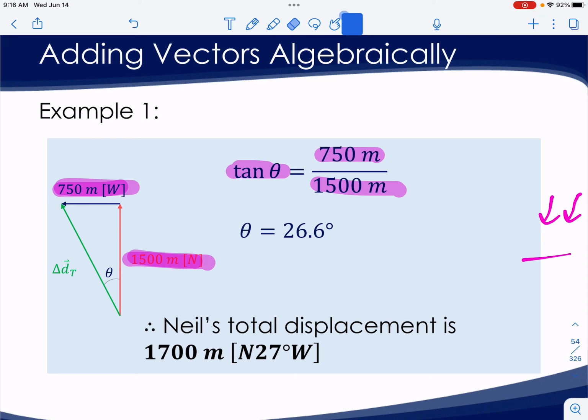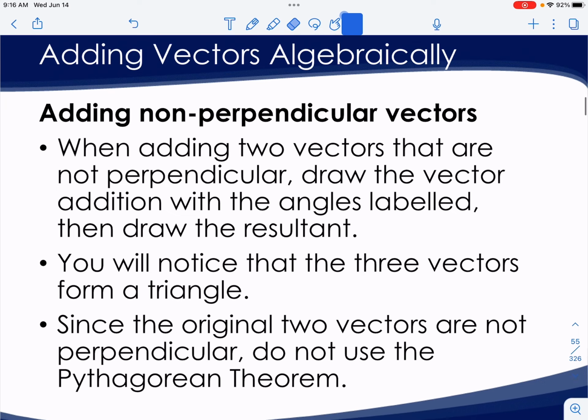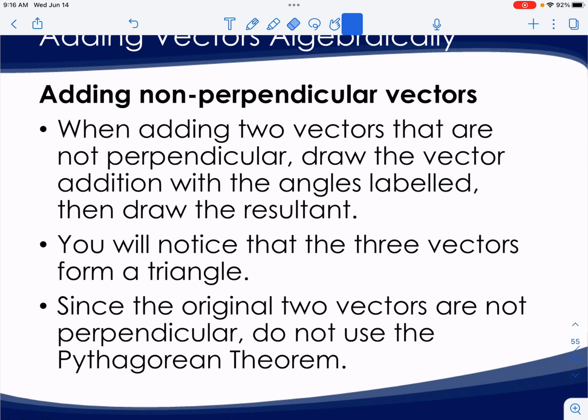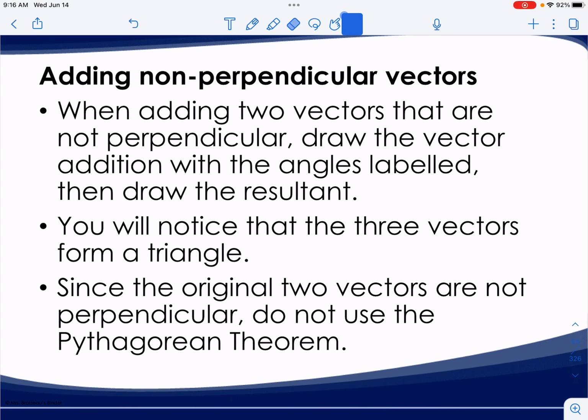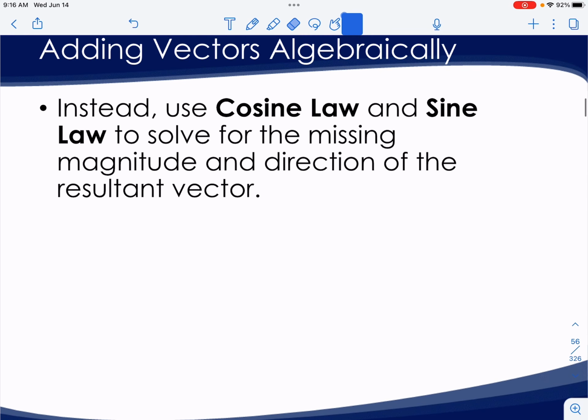So now you see your math coming to life. You see, oh, why did we learn these trigonometric functions? Well, here's one of the uses. When you add non-perpendicular vectors, draw the vector addition with the angles labeled, then draw the resultant. You'll notice that the 3 vectors form a triangle. Since the original 2 vectors are not perpendicular, you cannot use the Pythagorean theorem. Instead, you use the cosine law and sine law to solve for the missing magnitude and direction of the resultant vector.